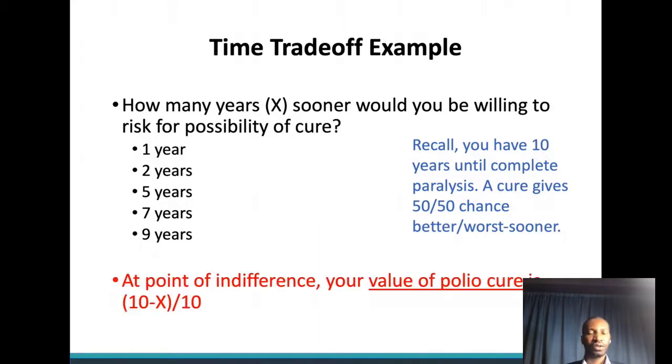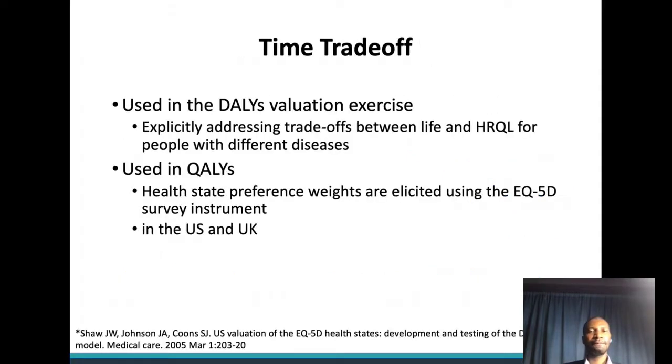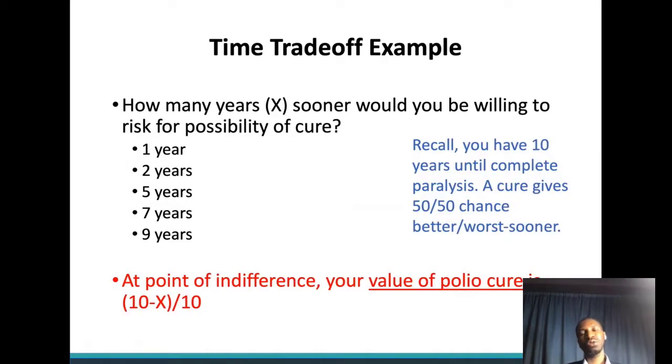At the point of indifference, meaning when you're indifferent between these two trade-offs, your value of polio cure is going to be 10 minus X divided by 10. Okay? And this is the time trade-off value, the utility, or well, actually the value that we're going to generate from the time trade-off.